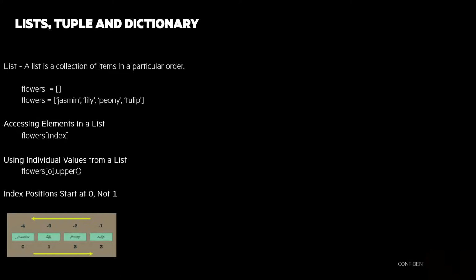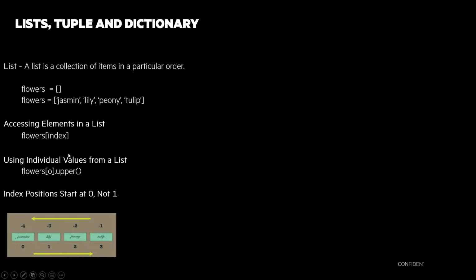They will be stored in order, and we have an index which we can use to access, modify, and remove the data. How we can define them? To define, we have to take one variable and the square bracket we can use. If we want to store some data in it, we'll be using different items separated by commas. So in the second example, where we have a flowers variable, now we are storing jasmine, lily, peony, and tulip data inside it.